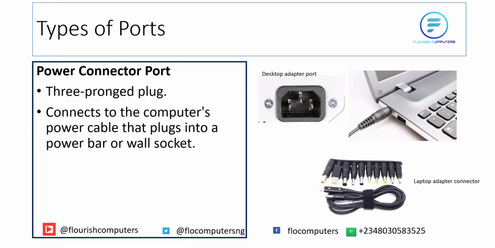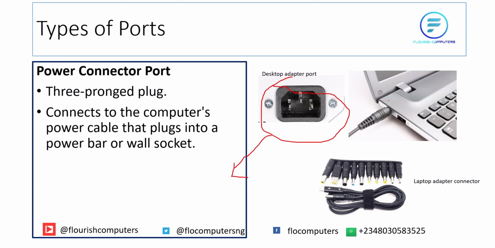Now let's look at the different topics that we are going to talk about today. This is a common one. I believe everybody should know about this power connector port. It's a pronged plug connected to the computer power cable that plugs into a power bar or wall socket. So this is for a desktop adapter. You connect your power cable into the back of your desktop, and the other 3 pin goes straight to the socket. Then you are connected to the power. So that's a power connector port.